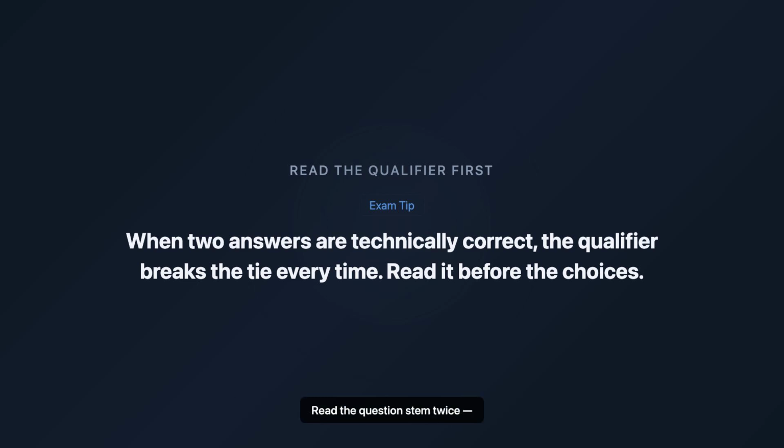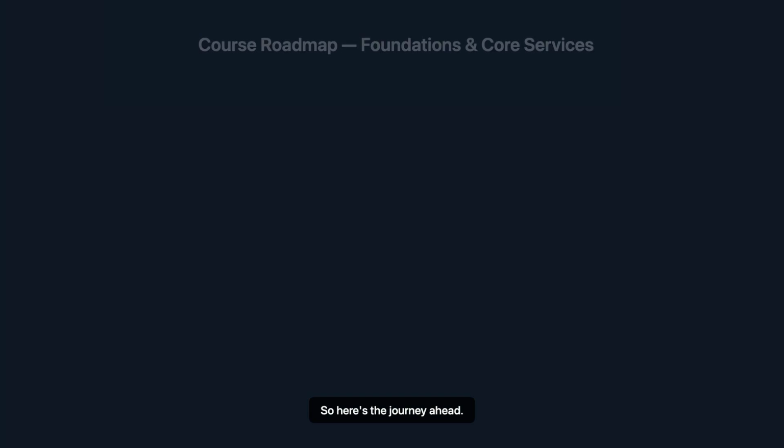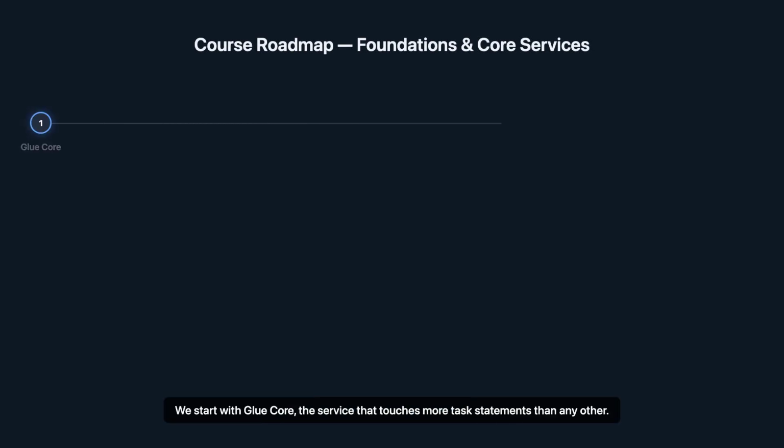Read the question stem twice, once for the scenario, once specifically to find the qualifier. Then read the answer choices through the lens of that qualifier. This single technique flips more failing scores into passing ones than any other tactic. So here's the journey ahead. We start with Glue Core, the service that touches more task statements than any other.